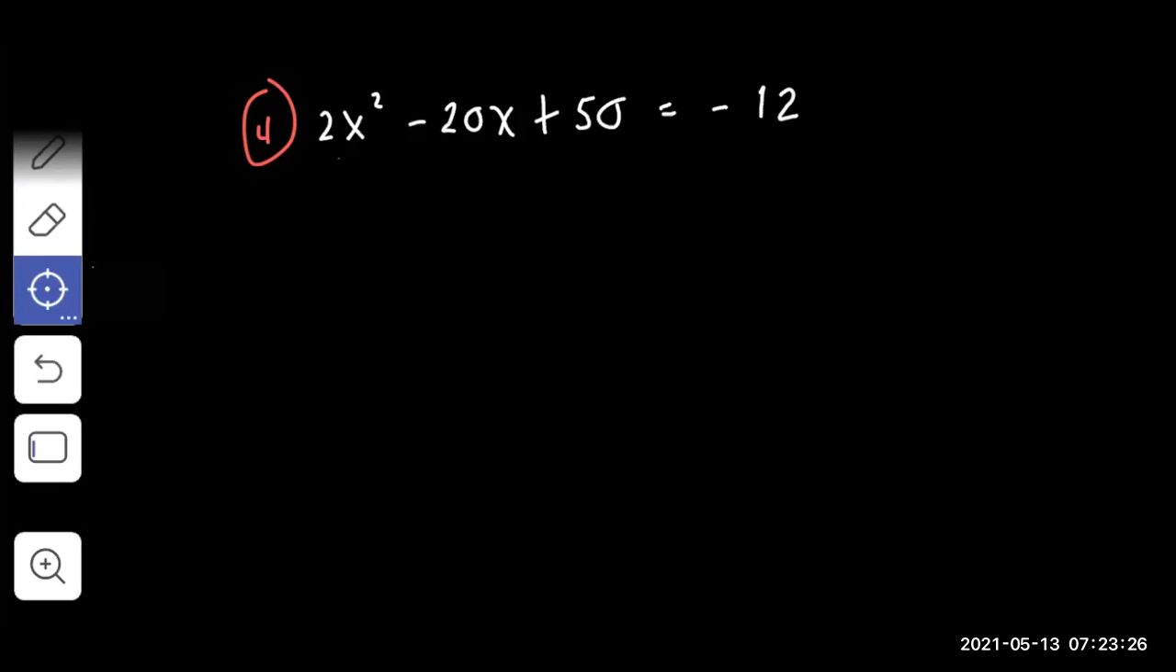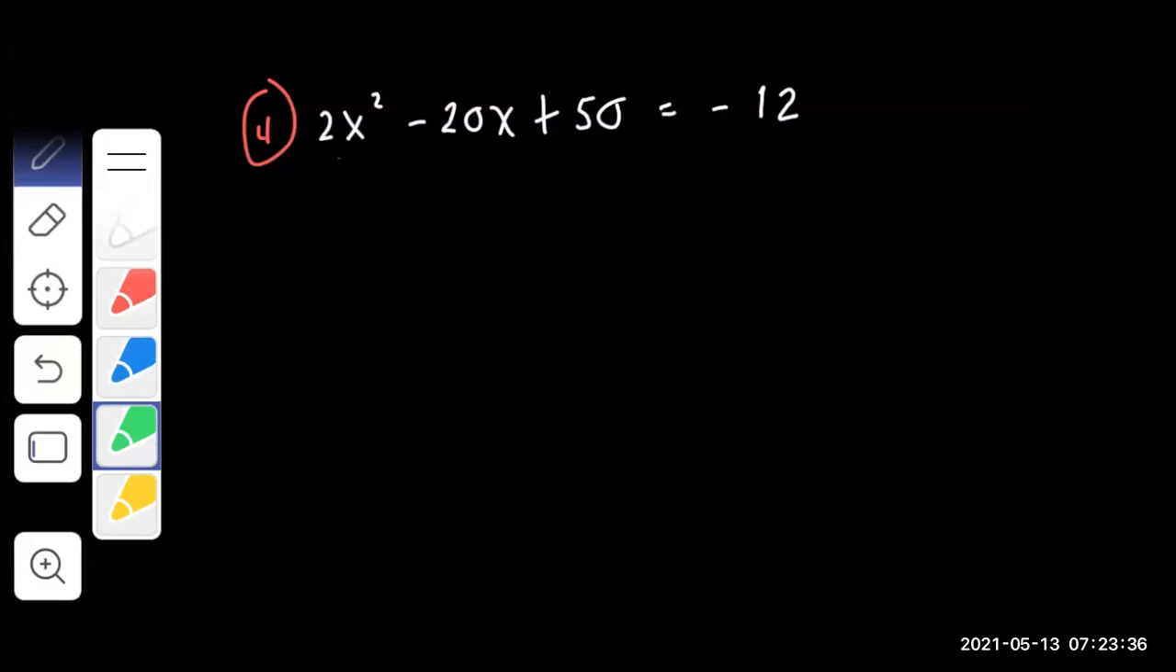Now, guys, let me tell you that we have something to do here. And what is that? Take a look, guys, you have a number 2 here. This is the number 2. Take a look at the coefficient. This is the number 2.